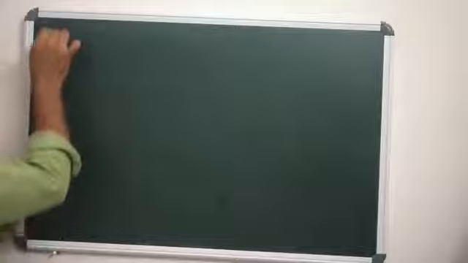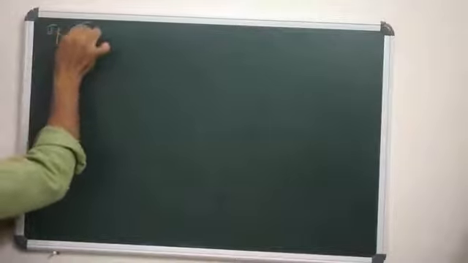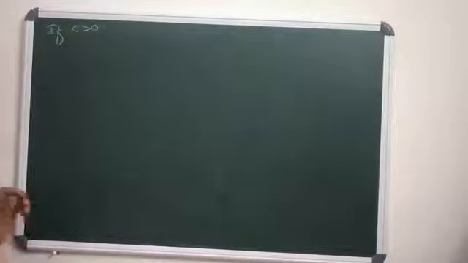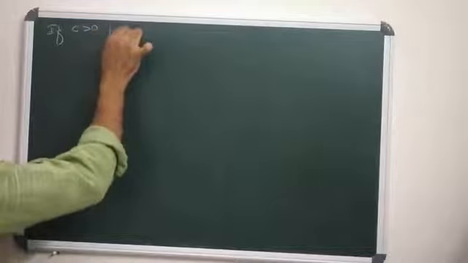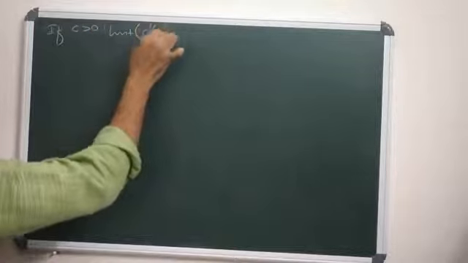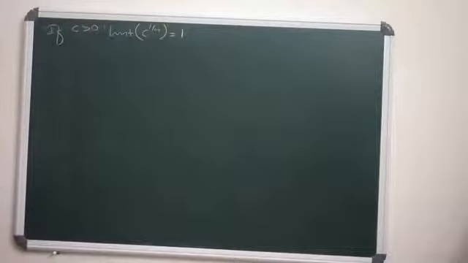Now again consider another result. Again it is very interesting. If c greater than 0, the limit of the sequence c power 1 by n equals 1, for c greater than 0.